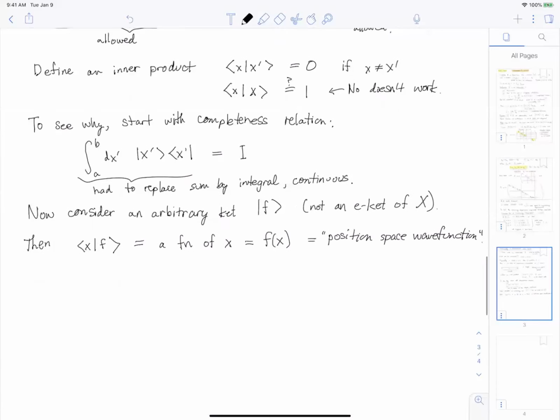Now we're going to plug in completeness. We can write this as the integral from a to b dx prime of the inner product of x with x prime, times the inner product of x prime with f. This is f of x prime, the way we defined it. And this inner product of x with x prime is 0 unless x equals x prime.